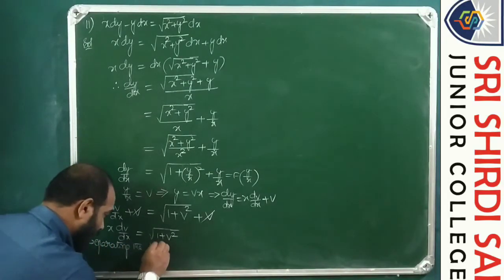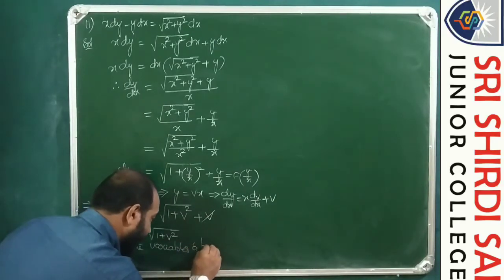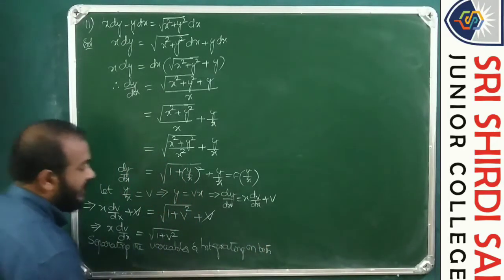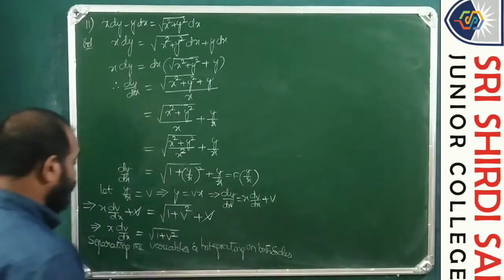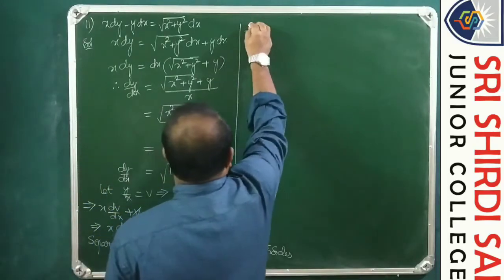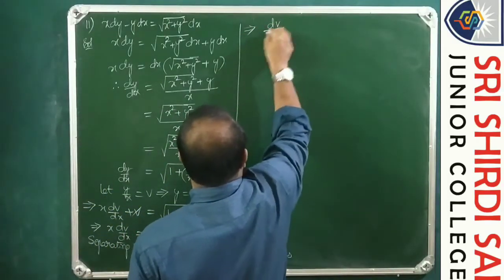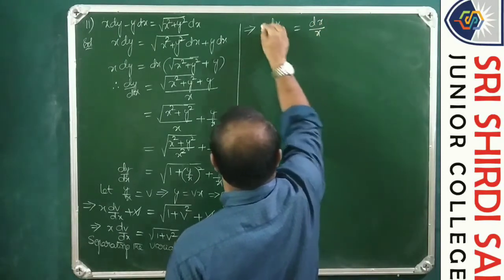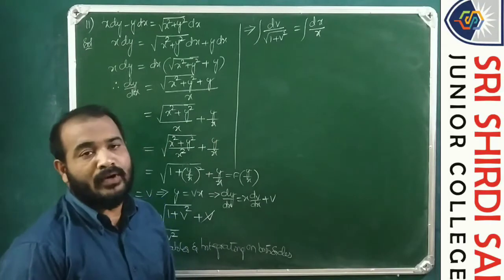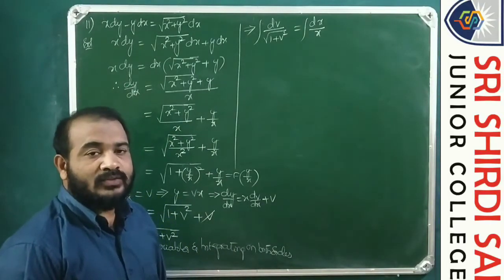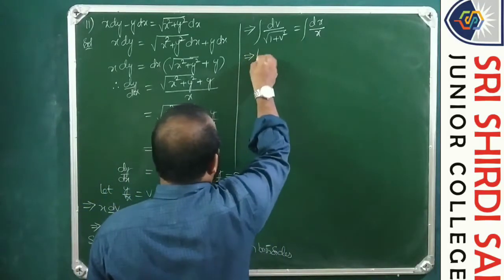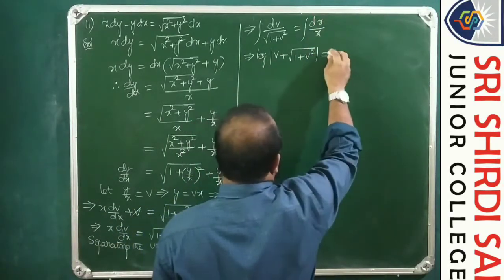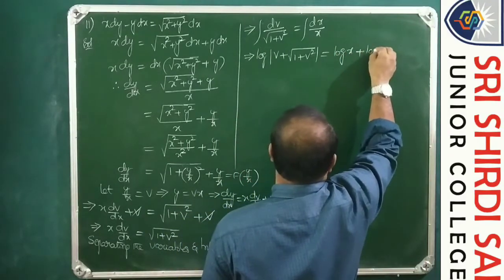Therefore, separating the variables and integrating on both sides, we get dv by root of 1 plus v square is equal to dx by x. Integrating on both sides. Now, what is the integral of 1 by root of 1 plus x square dx? Log mod x plus square root of 1 plus x square. So this is log mod v plus square root of 1 plus v square is equal to the integral of 1 by x dx, which is log mod x plus constant of integration, log c.